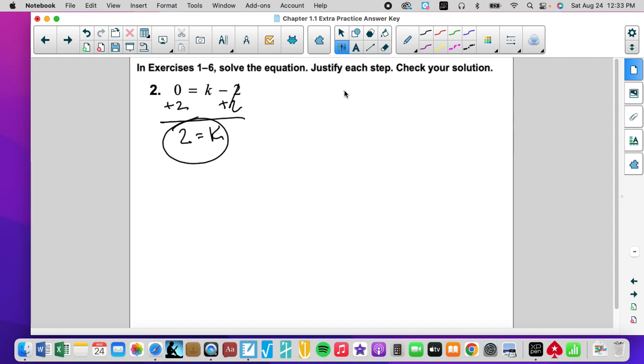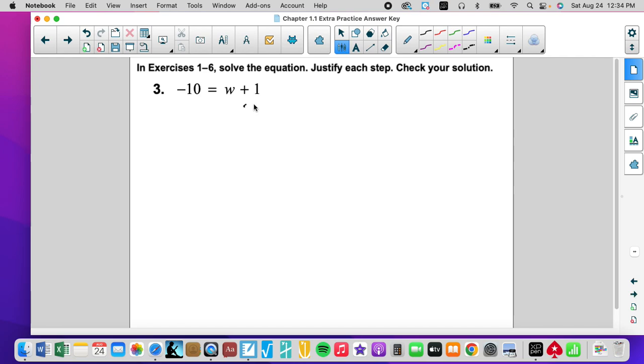We can go back and check my answer. And we have 0 equals K minus 2. Let's substitute that proposed solution. And we're simplifying each side. We're not moving things. The most important thing to remember is here we were moving things. Here we're substituting and simplifying down that right column and that left column.